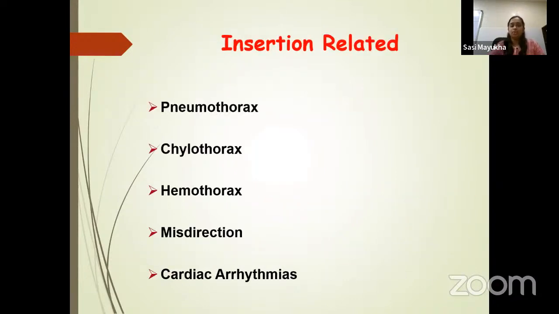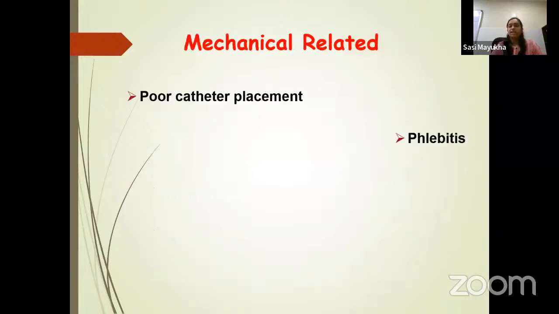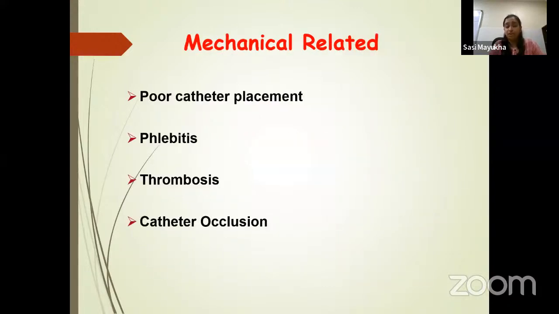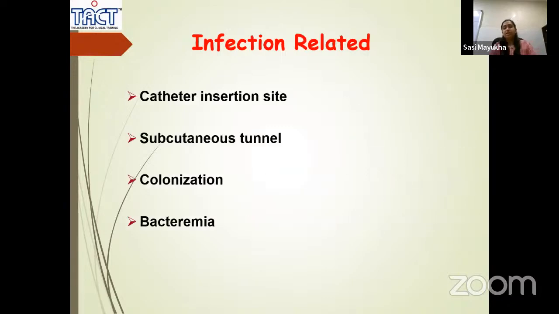Insertion related complications can be pneumothorax, chylothorax, hemothorax, cardiac arrhythmias, air embolus, arterial puncture, and nerve injury. Mechanical related complications are poor catheter placement. It can be too high up or very low down. Phlebitis, thrombosis, and catheter occlusion can occur. Infection related, there can be a catheter insertion site infection, a tunneling or subcutaneous infection, colonization and bacteremia.